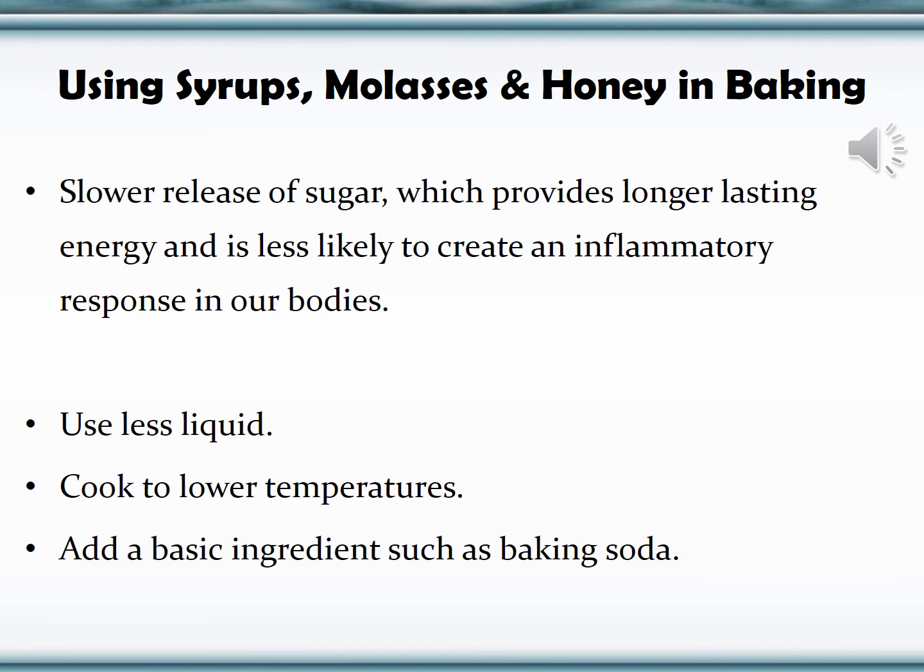So it's possible to use liquid sources of sugar instead of granulated sugar. The purpose of this is largely related to the fact that syrups, molasses, and honey are going to provide a slower release of sugar, which is going to give us longer lasting energy and is less likely to create inflammation in our bodies. With these, we have to use less liquid, cook to lower temperatures, and add a basic ingredient such as baking soda so that leavening is able to occur because all of these ingredients are relatively acidic.